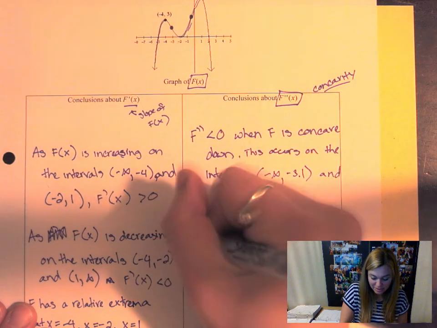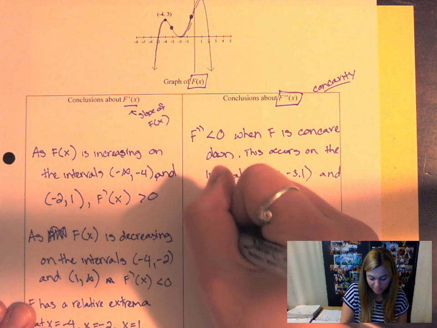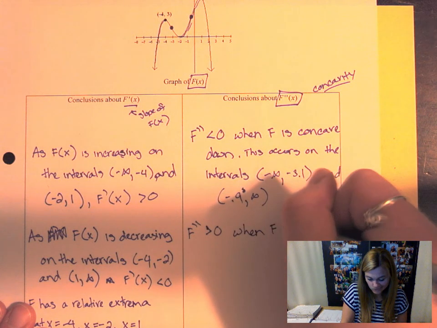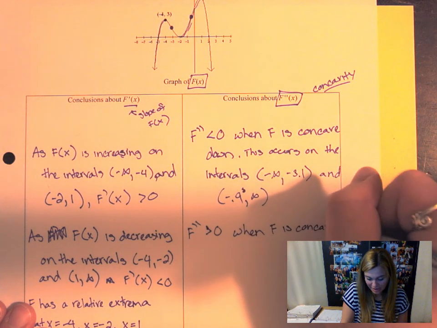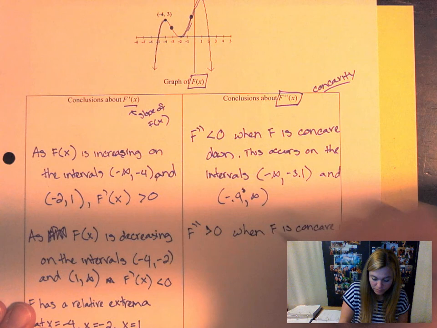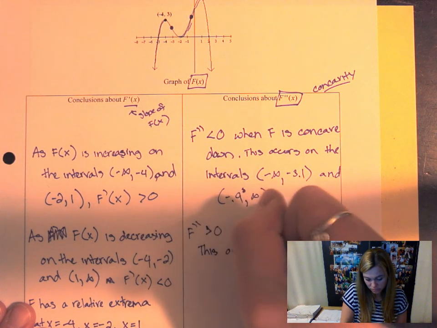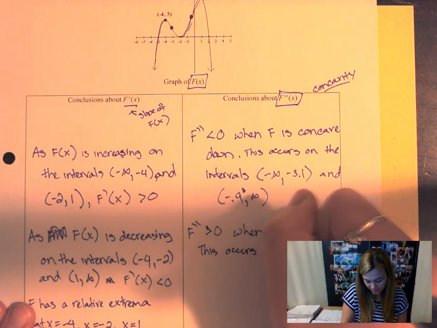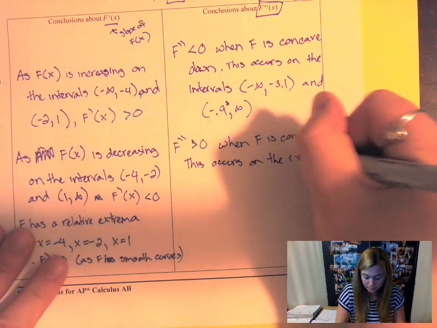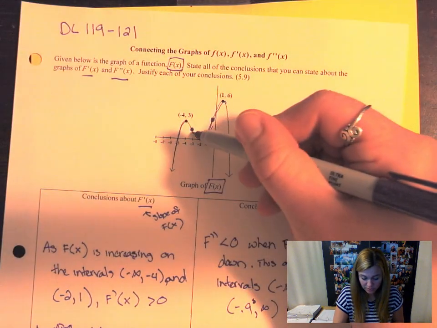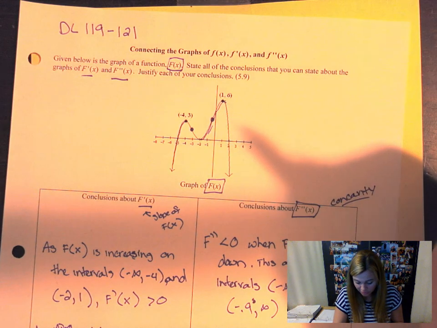And then I'm going to do the same thing. You pick out f double prime is greater than 0, when f is concave up. And this occurs on the interval, in this case. What interval is this? It looks like negative 3.1 to negative 0.9.